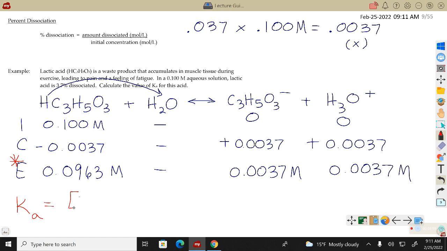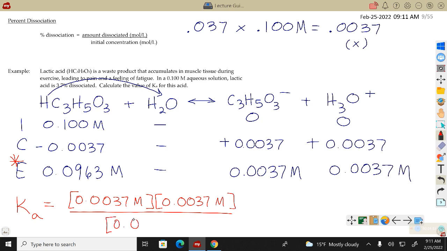So now all I got to do is say products over reactants. I could put this in as squared if I wanted to, I suppose. Products over reactants, 0.0963. If this is a weak acid, it's only 3.7% dissociated. I'm expecting a small K value, maybe about 1.4 times 10 to the negative 4th. Yeah, I'm expecting a K value that'll be less than 1. So that seems legit, right?